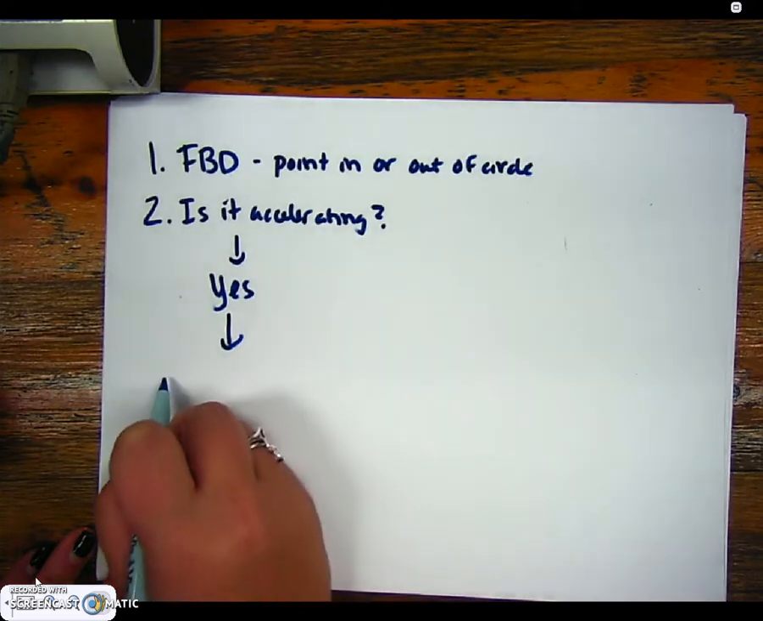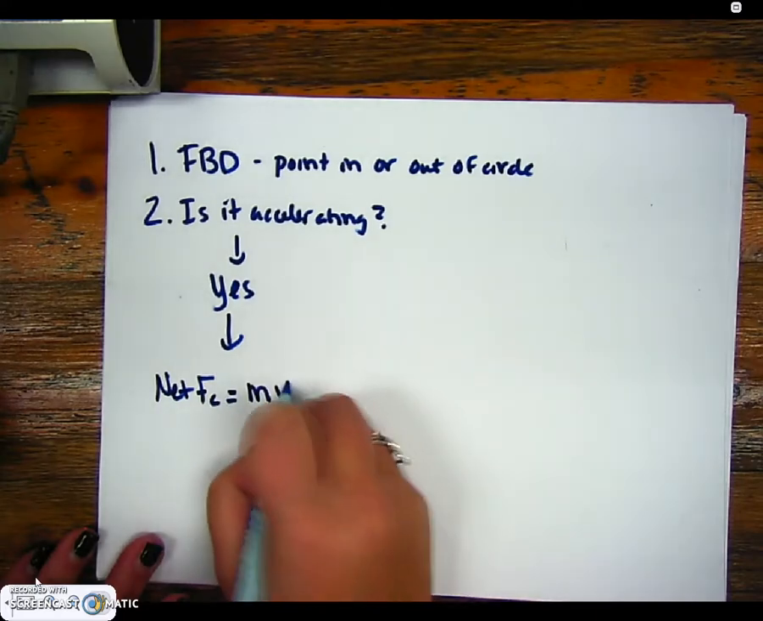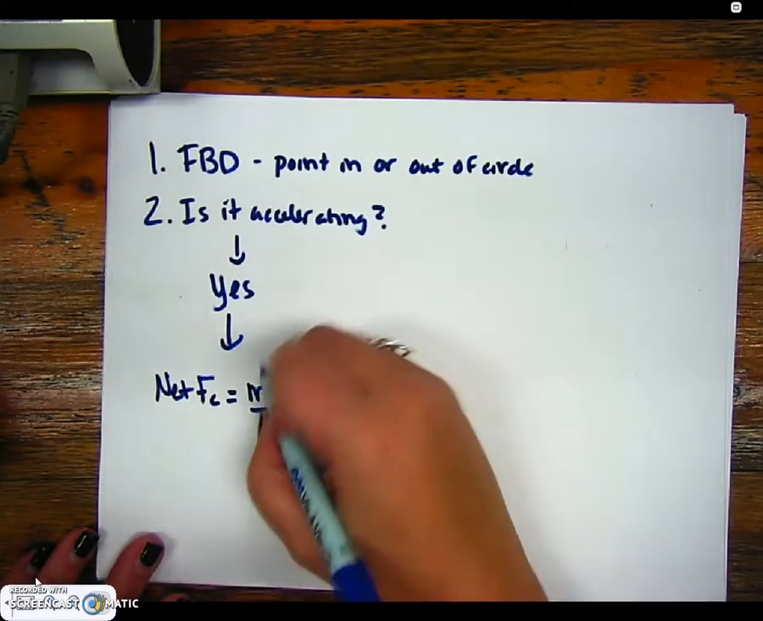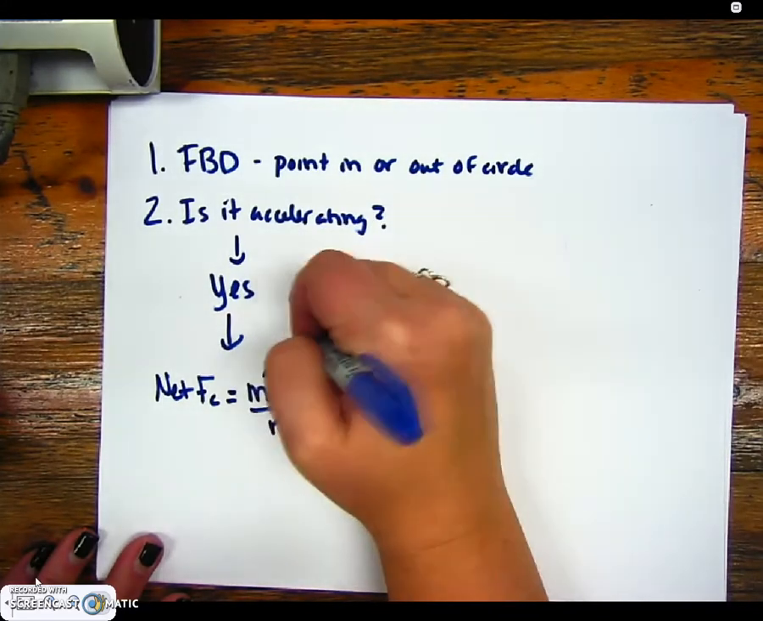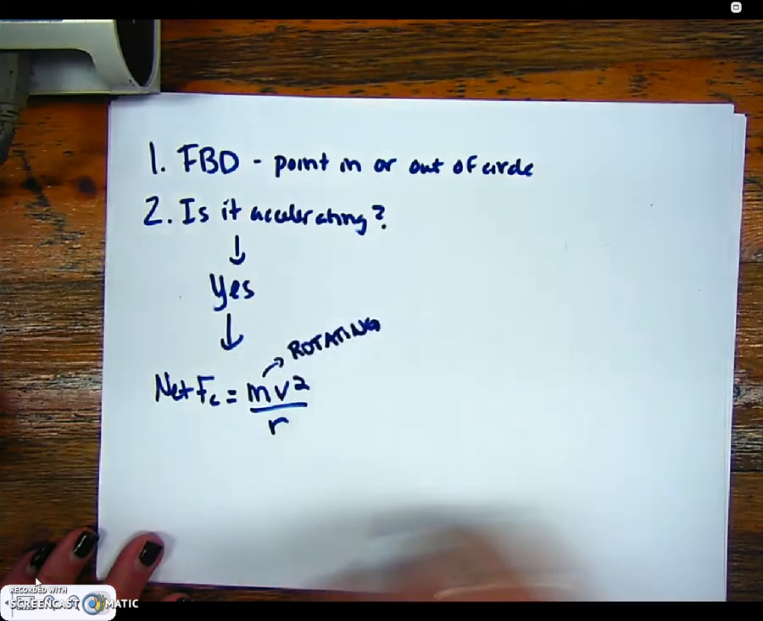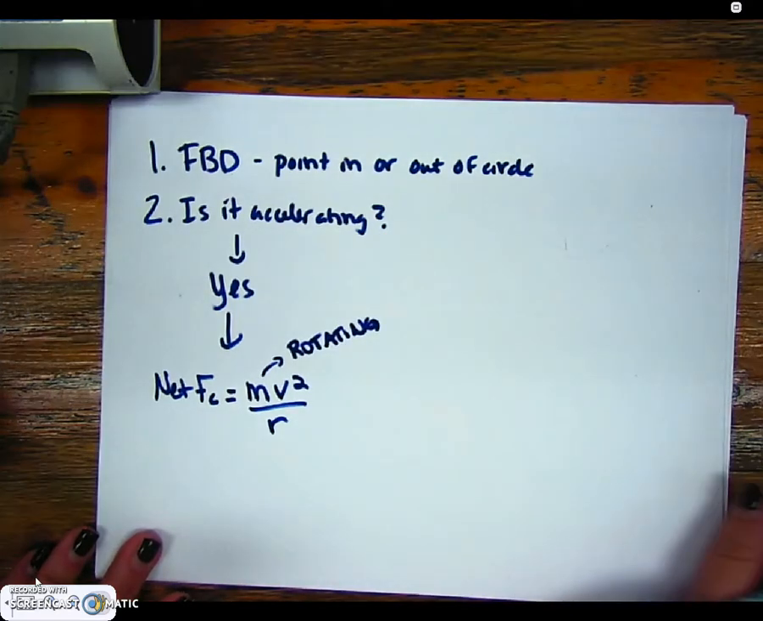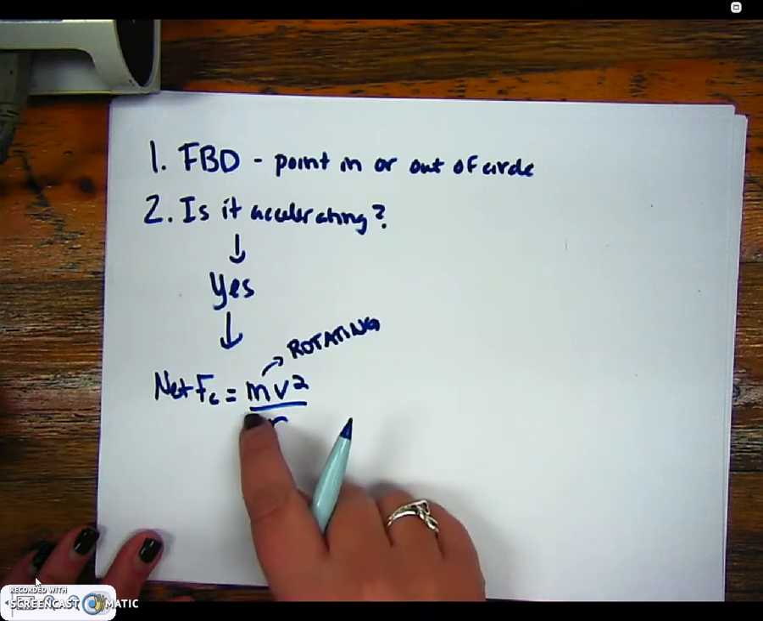And so we write a net centripetal force equation, set it equal to mv squared over r, where this mass in particular is the thing that's actually doing the rotating, which will come into play a little bit later because we might have systems that have multiple masses when we get to some of our more difficult problems. So just keep in mind that this m is always the thing that's actually doing the rotating.